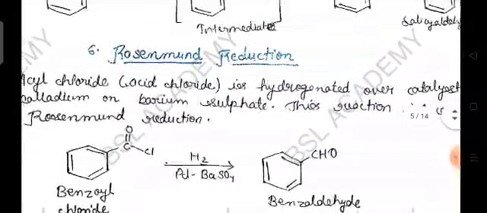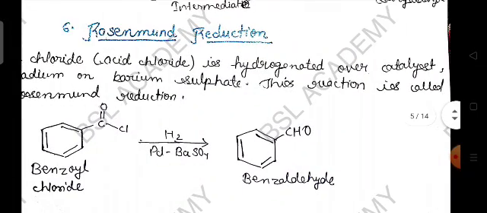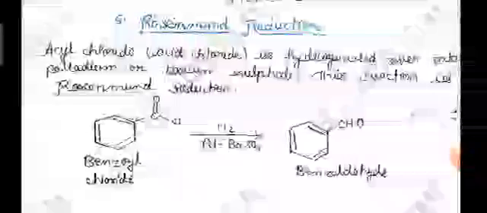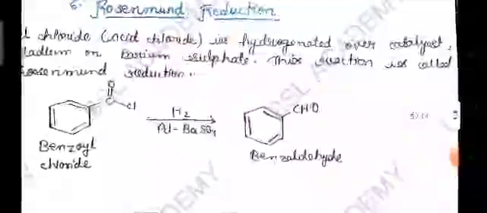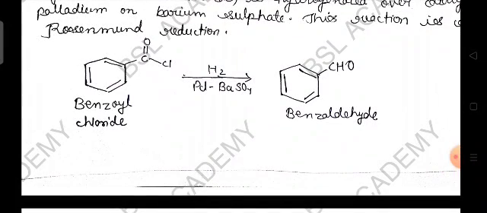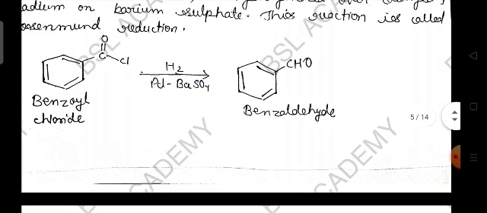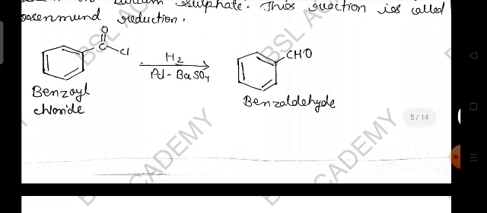Next, Rosenmund reaction. Acyl chloride or acid chloride is hydrogenated over the catalyst palladium on barium sulfate. This reaction is called the Rosenmund reaction. So this is your benzoyl chloride treated in the presence of H2, Pd-BaSO4 and gives benzaldehyde.